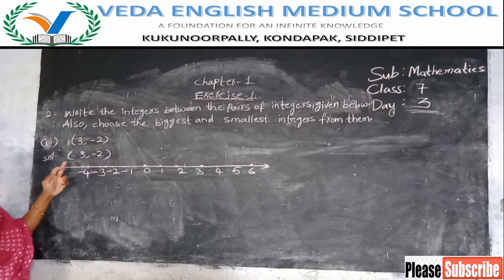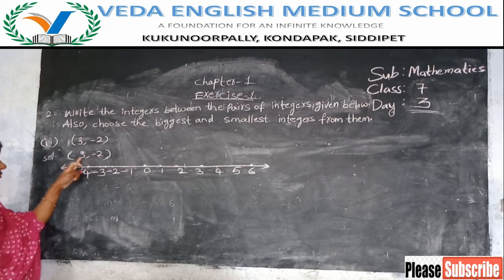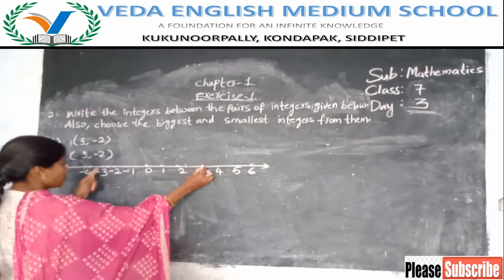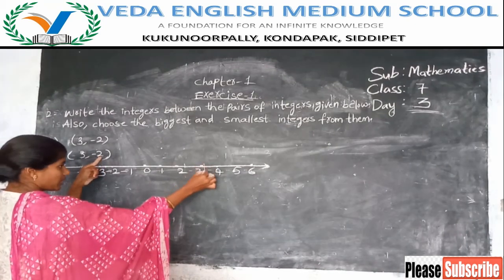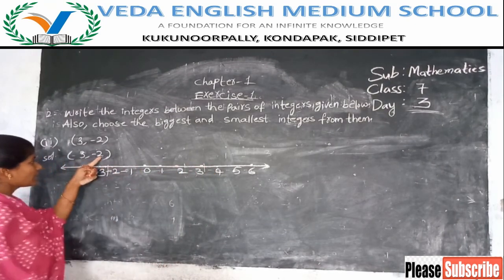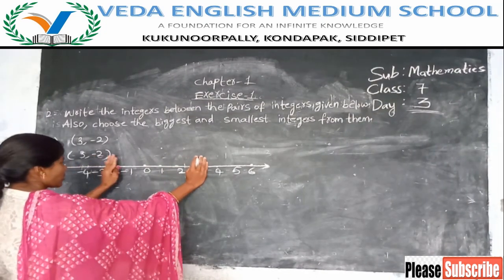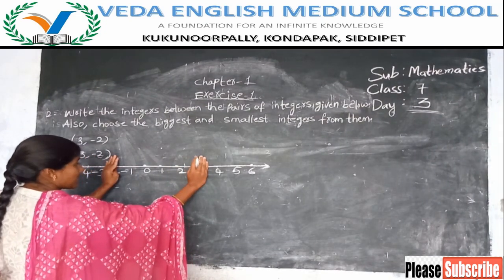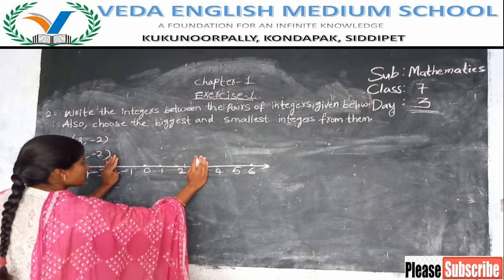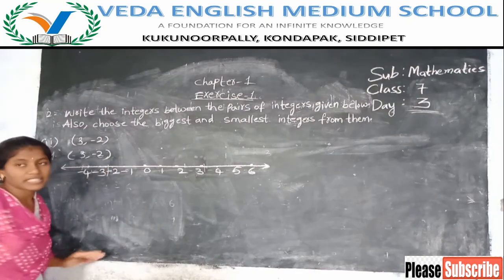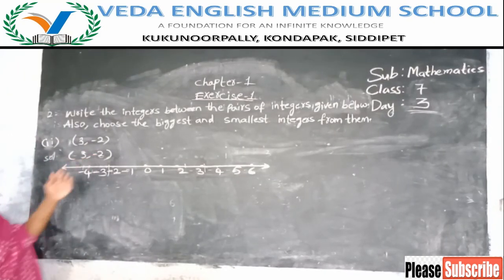Now from +3 to -2. Where we have +3? Here we have +3 to -2. From here to here. Already they have given +3, so don't count +3. Already they have given -2, so don't count -2. Now count. How many integers are there? 2, 1, 0, -1. 1, 2, 3, 4. 4 integers lie between 3 and -2.